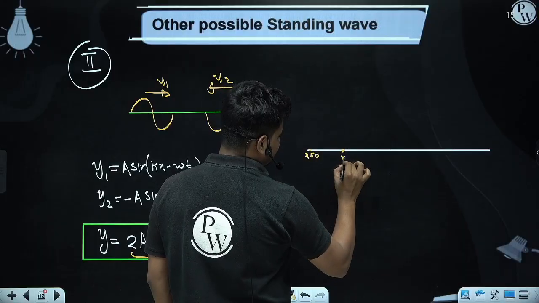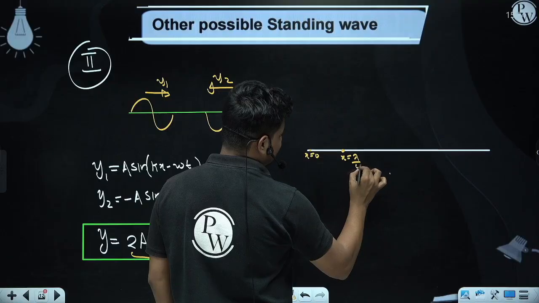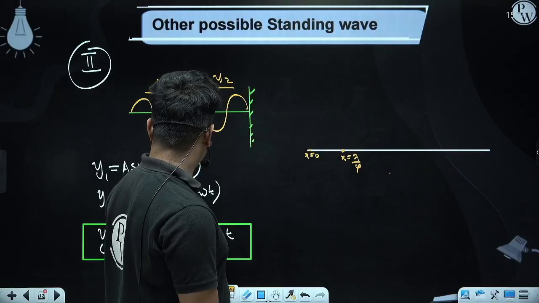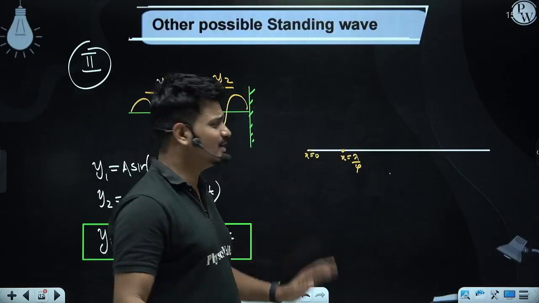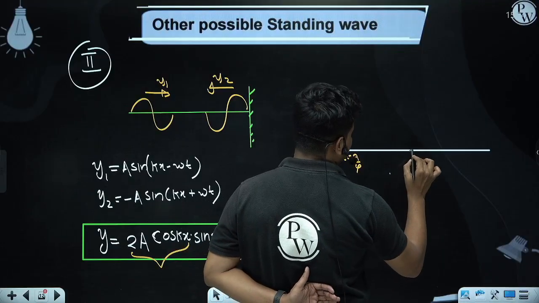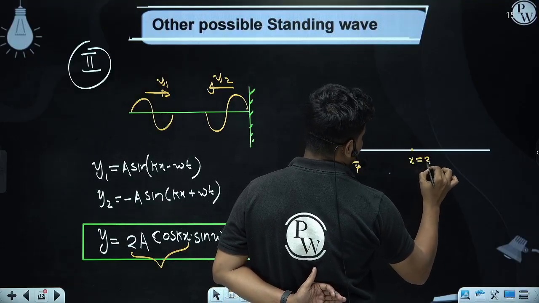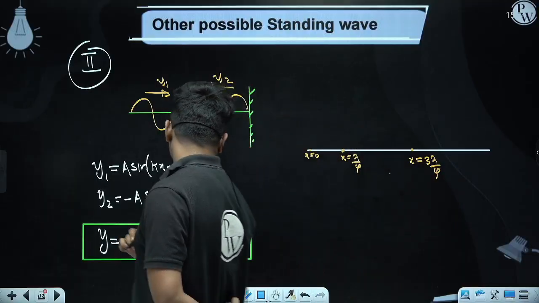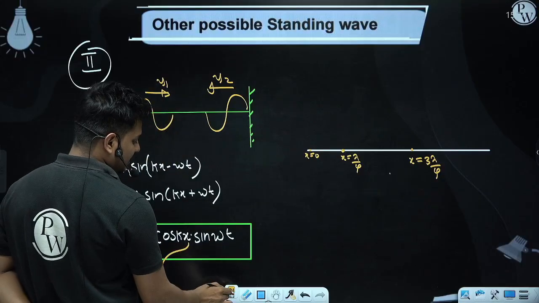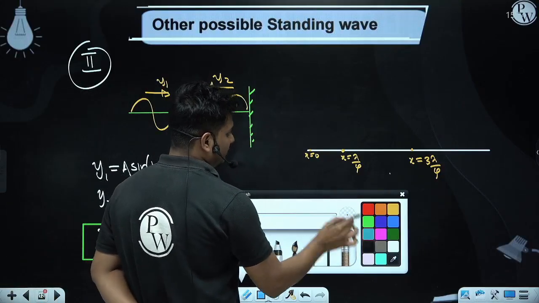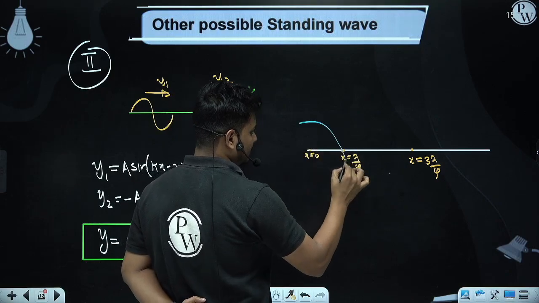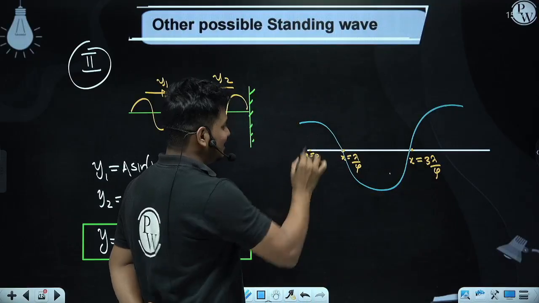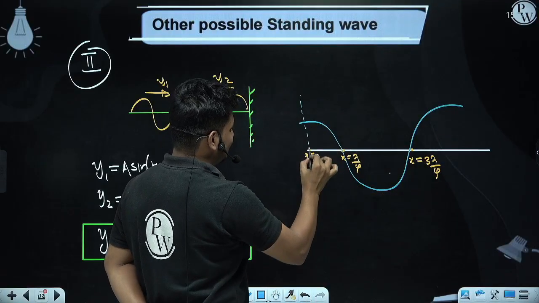Then this is x equal to lambda by 4. This is a nodal point. How to check? Just apply when cos kx is 0, you get x equal to lambda by 4. Next, this one is 3 lambda by 4. That means this is our nodal point. Our graph will be like that. This is the nodal point, and this is the antinodal point.